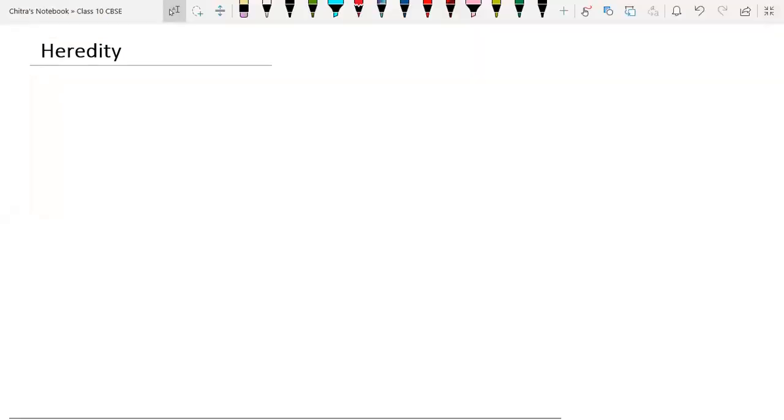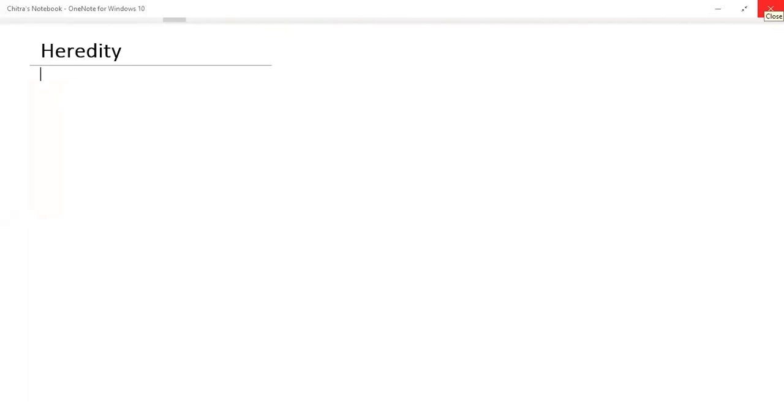Hello everyone, we are going to start heredity today. It is a very important chapter. In this chapter, most of the portions have been removed for the year 2022. So we are going to cover only heredity, how genetic characters are transmitted from one generation to the next, and the monohybrid and dihybrid cross by Mendel. First we are going to cover heredity.